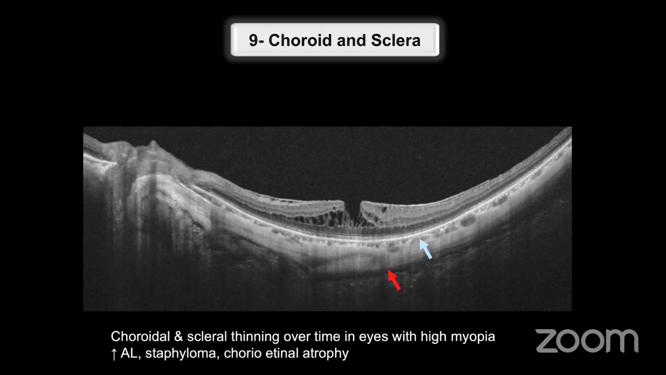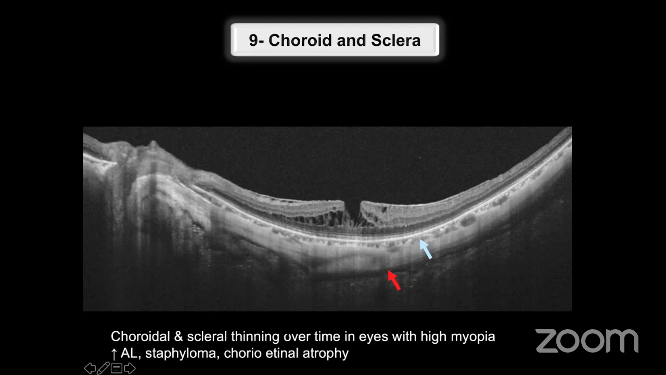Another finding, which is what we are all expecting, is thinning of all the ocular layers. There is a thinning of the retina, but there is also a thinning of the choroid and sclera. And we can see that in nearly all myopic eyes. You can see that there's some choroidal thinning, which is correlated proportionally with changes in the axial length, or if there is a staphyloma, or if there is a chorioretinal atrophy.